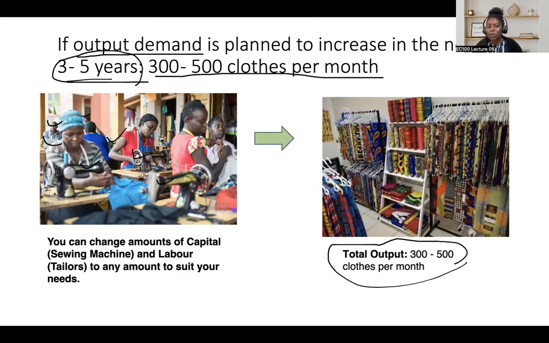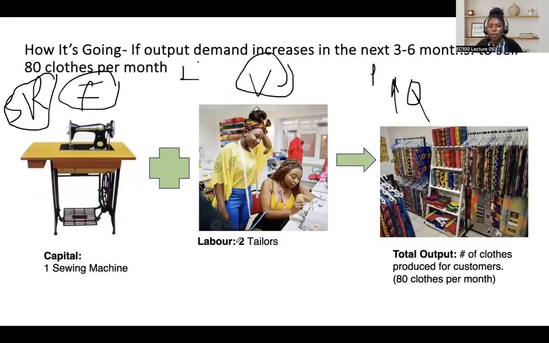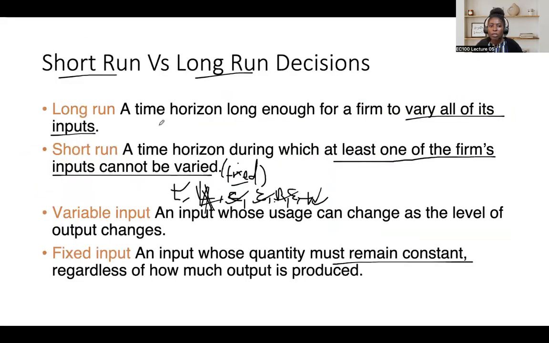Okay, so for her to meet the total output of 300 to 500, because she has enough time, 3 to 5 years is enough to change. So she can change any levels of her inputs. So all inputs can change. There is nothing that is going to be fixed. So here, all inputs are variable. This is what we call the long run, a long period of time. So this is a time long enough for a firm to vary all of its inputs.